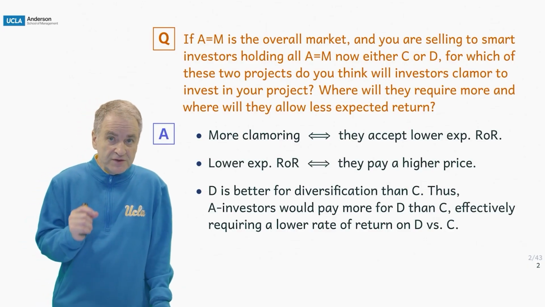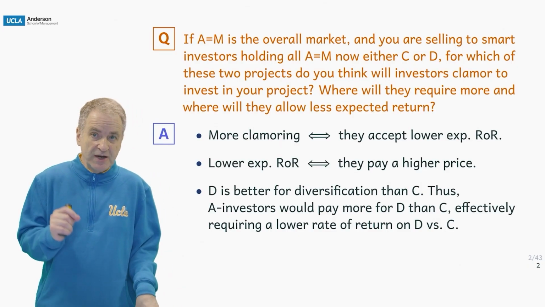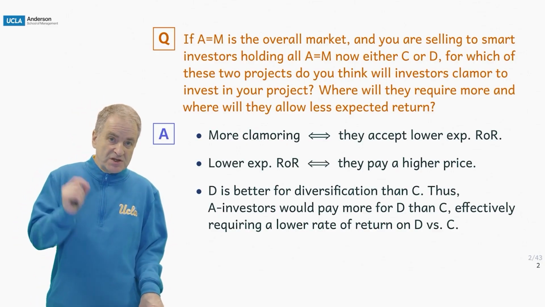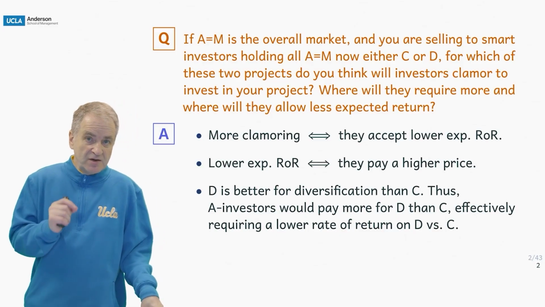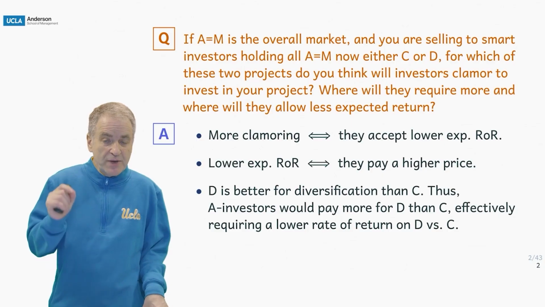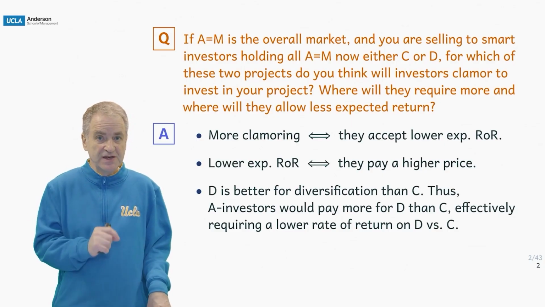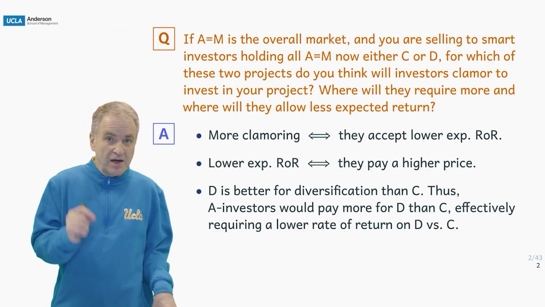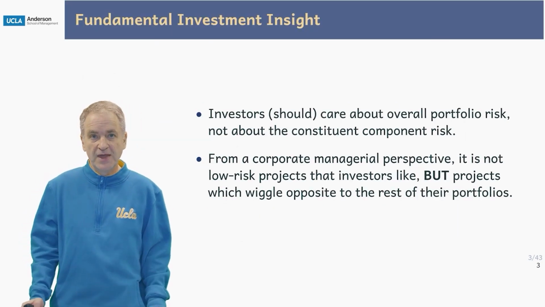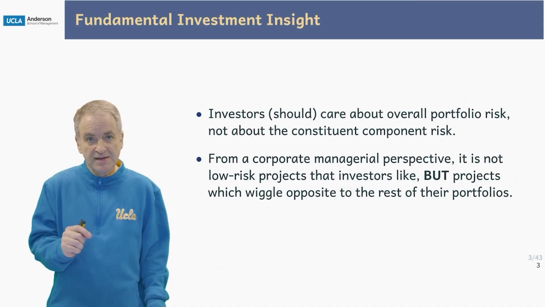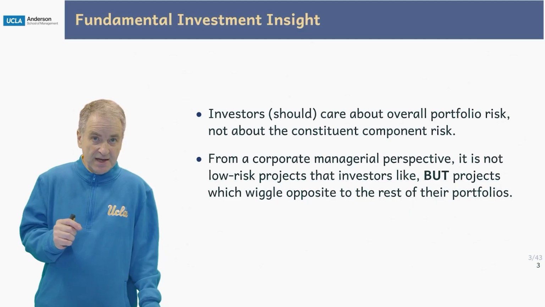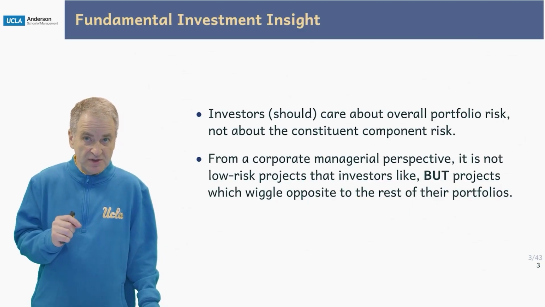More clamoring, of course, means that they accept a lower expected rate of return, which is the same as saying they pay a higher price. And we just worked through that D is better for diversification than C. Thus, somebody who holds A would pay a lot more for D than for C, effectively requiring a lower expected rate of return on D than on C. This is the fundamental insight of investments. Investors should care about overall portfolio risk, not about the constituent component risk.